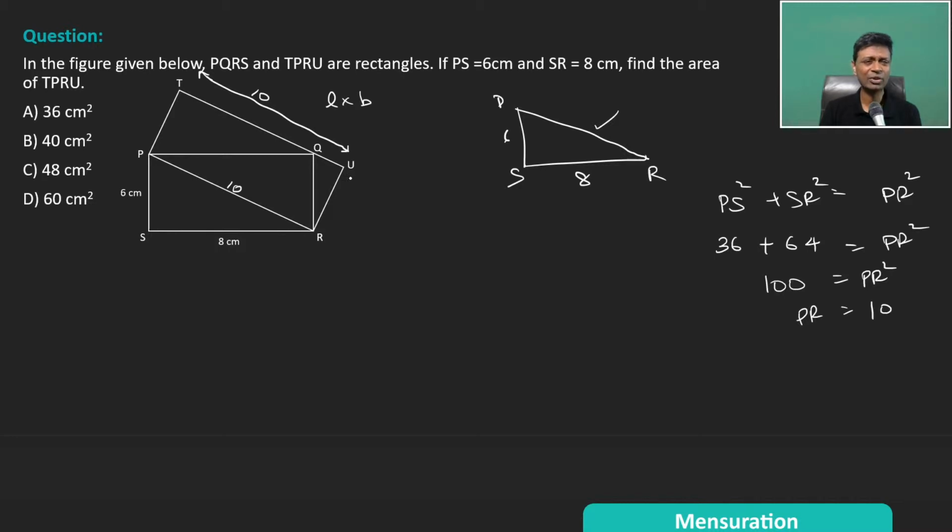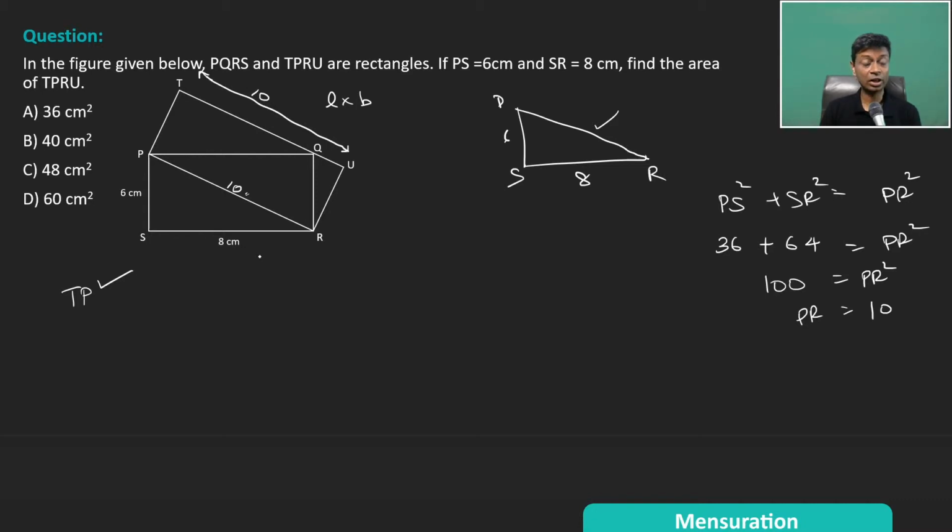If the question had asked for area of PQRS, life is simple. PQRS, 6 into 8, 48. We know length and we know width. For TPRU, we need to find the length and the breadth. We've now figured out the length. So the entire question is, if we find TP, we are through. TP will be same as RU. But how do we find TP?